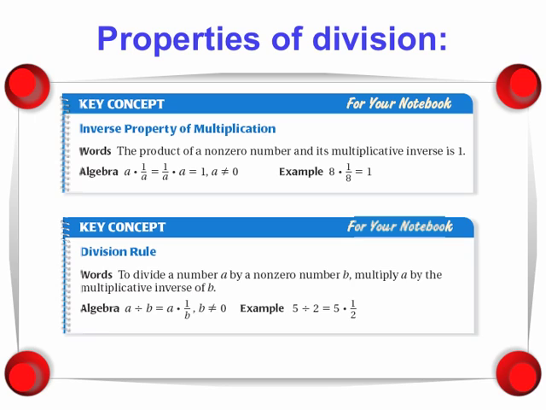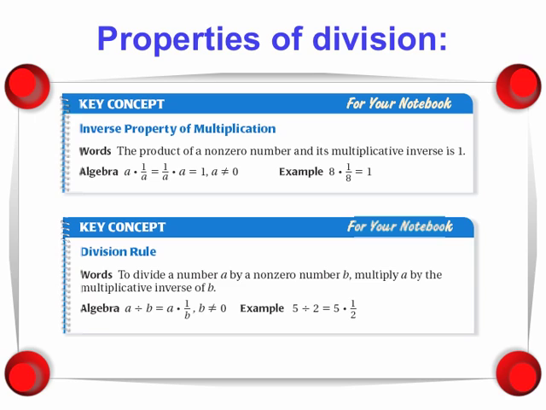We also noted that division did not follow many of the rules that multiplication did. For example, division is not commutative. The order that we divide two numbers does matter. But we noticed, first, that we have this inverse property of multiplication.